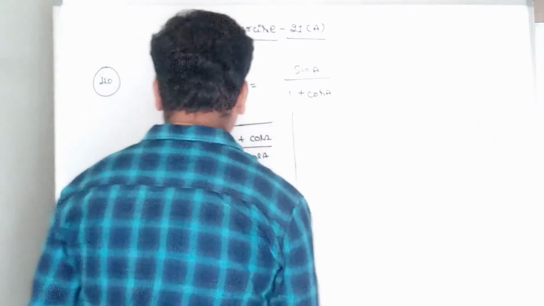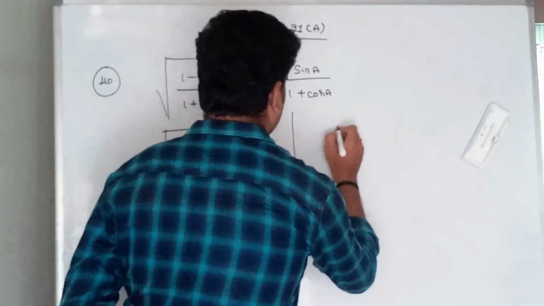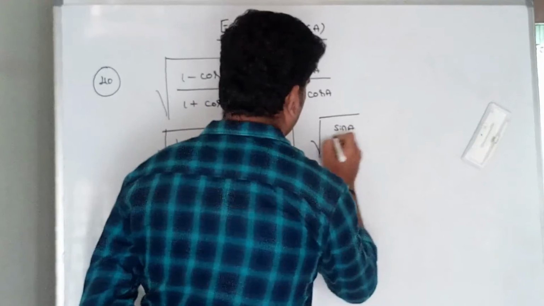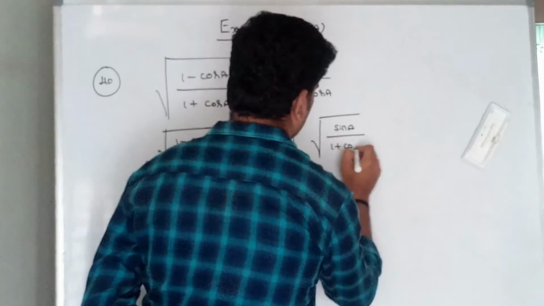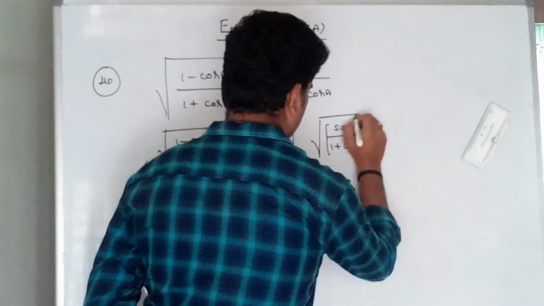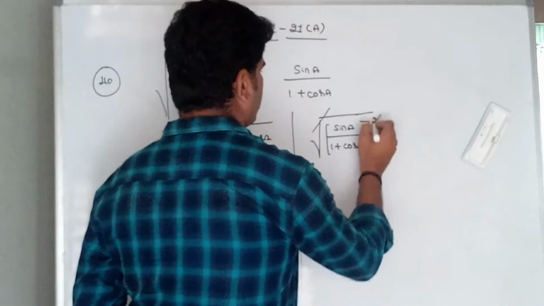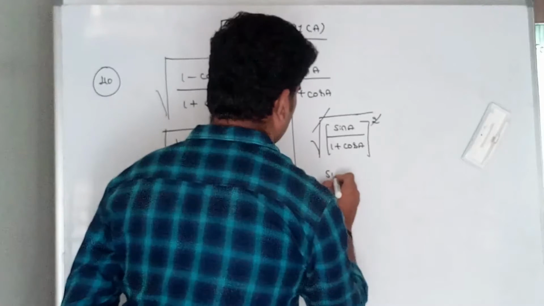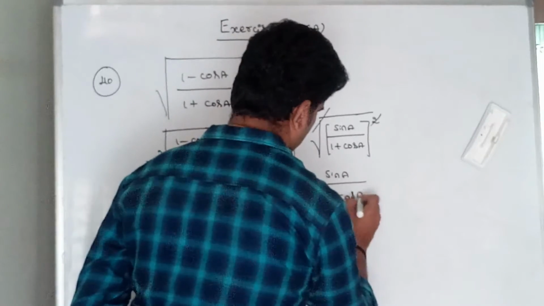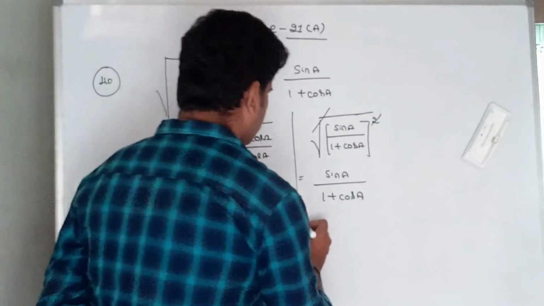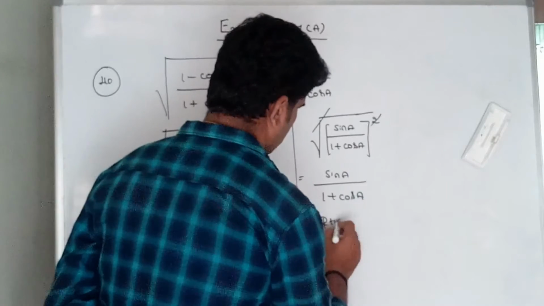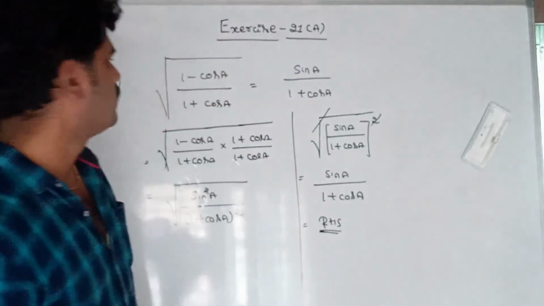Then, sin A by 1 plus cos A the whole square. Then square and square root get cancelled. So what will we get now? Sin A by 1 plus cos A. So that is our required RHS. That is equal to RHS. Okay.